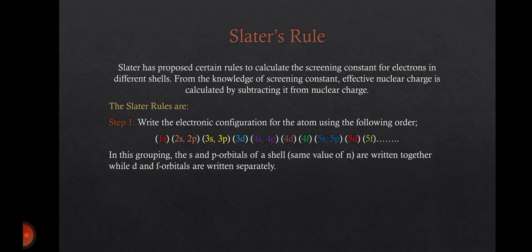The first step to find the shielding constant is to write the electronic configuration for the atom in the following order. I have to write the orbitals in some groups. Orbitals of the first shell, 1s, in one group; 2s 2p in one group; 3s 3p in one group; and we will keep 3d separately, and so on. In this grouping, the s and p orbitals of a shell are written together, while d and f orbitals are written separately.